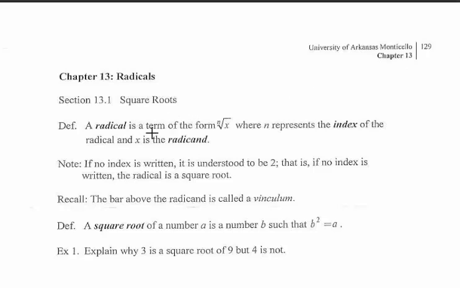A radical is a term of the form, and here we see this little check mark symbol with a top on it. With this notation, we have an n that sits above the little check mark, and then something that sits inside. n is the index, so the index sits here above the check mark, and what's inside is referred to as the radicand.